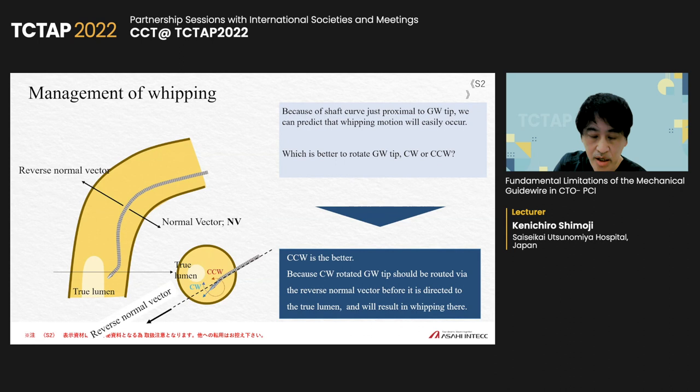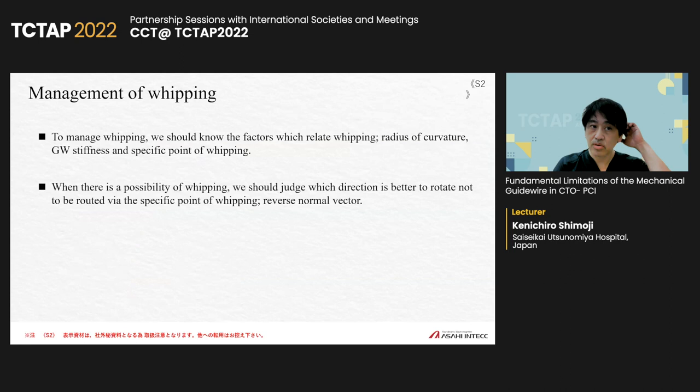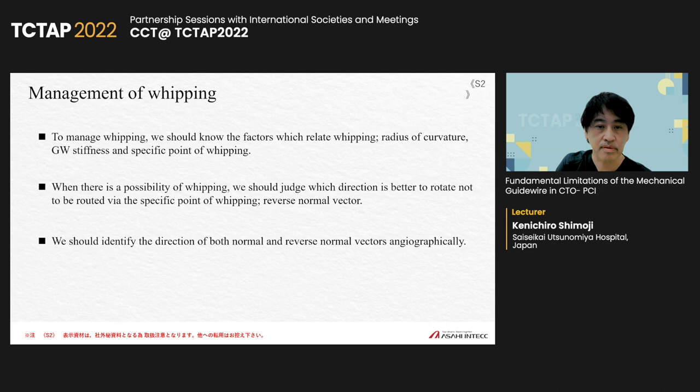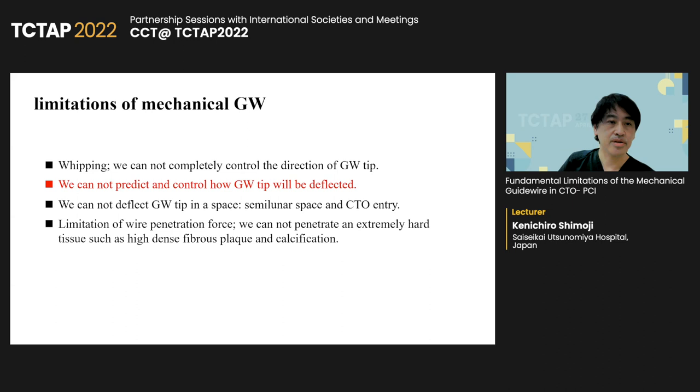So when there is a possibility of whipping, we should judge which direction is better to rotate, so as not to be routed via the specific point of whipping. That is the reverse normal vector, and we should identify the direction of both normal and reverse normal vectors geographically. And the next issue is tip deflection.